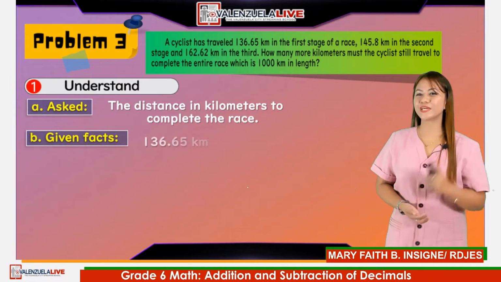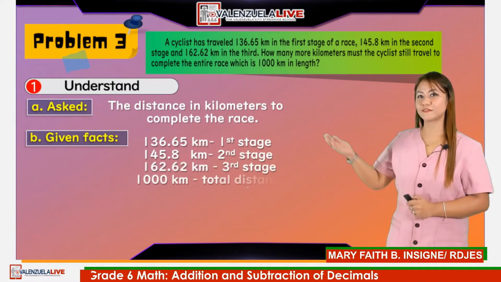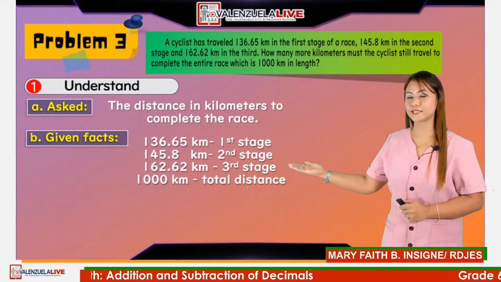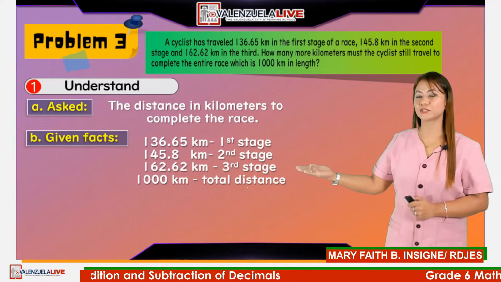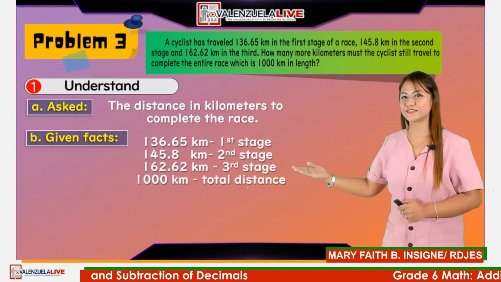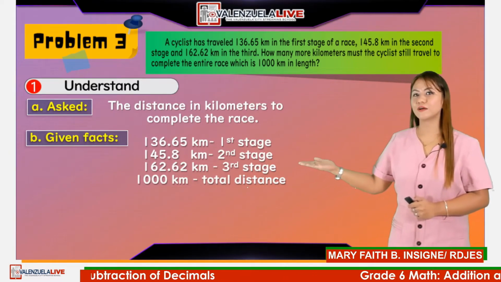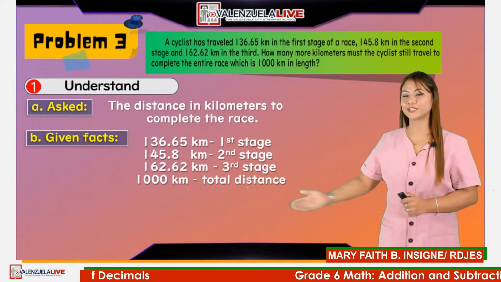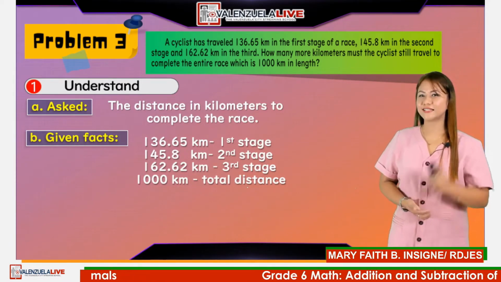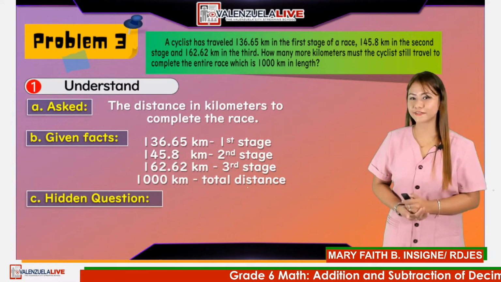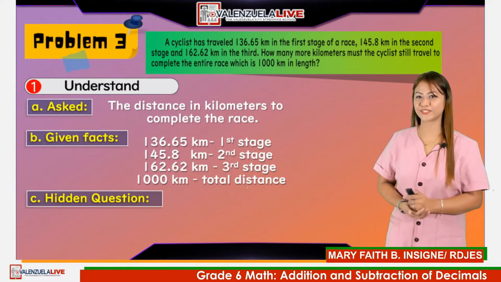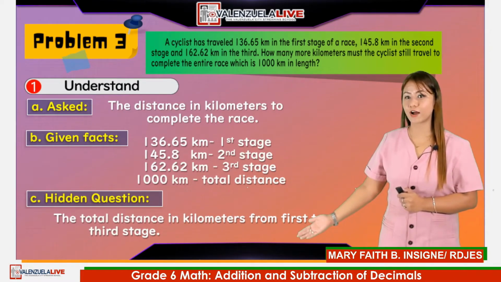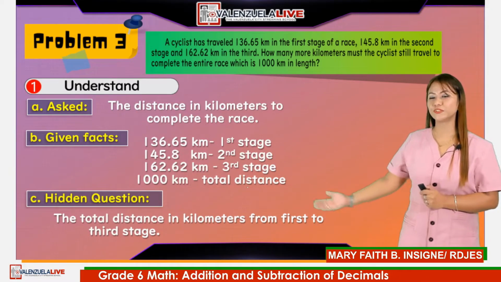Good job. So we have 136 and 65 hundredths kilometers for the first stage, 145 and 8/10 kilometers for the second stage, 162 and 62/100 kilometers for the third stage, and 1,000 kilometers for the total distance. This time, let us identify the hidden question. So, the hidden question is the total distance in kilometers from first to third stage.